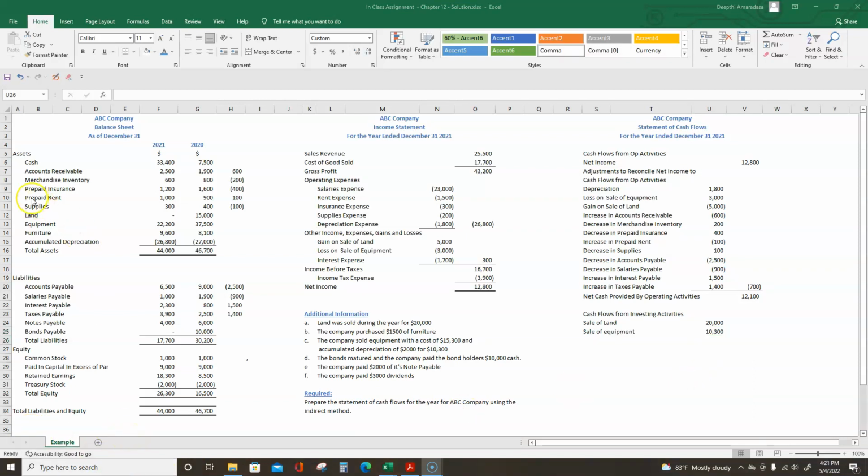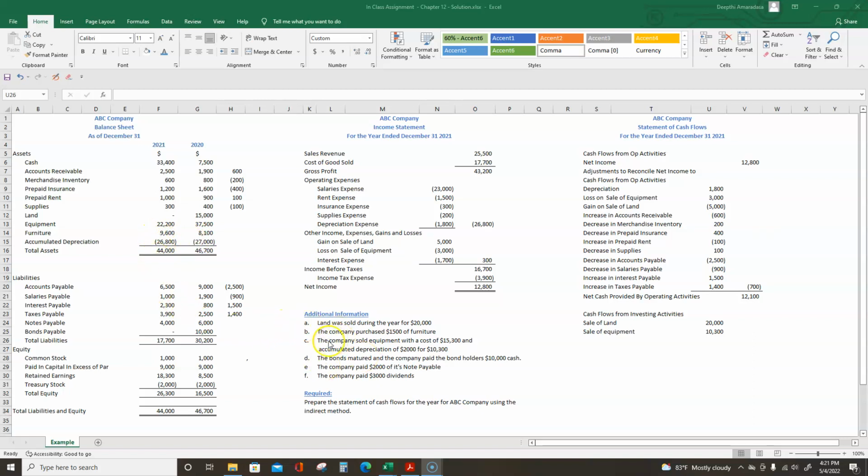Let's go back to the balance sheet. So we took care of land, we took care of equipment. Now there's furniture and accumulated depreciation. We don't need to worry about accumulated depreciation because, again, accumulated depreciation is a non-cash item. At this point, you don't need to worry about it. But furniture, if there was a change, we do need to worry about it. So was there a change? Yes. It looks like furniture increased.